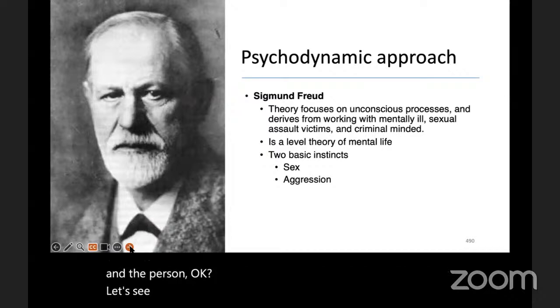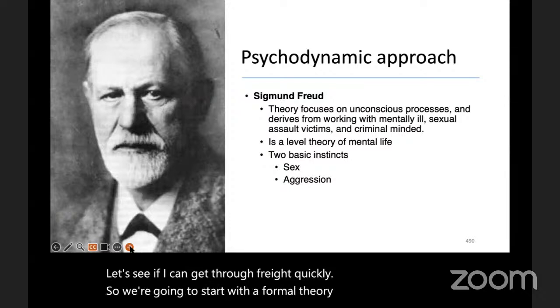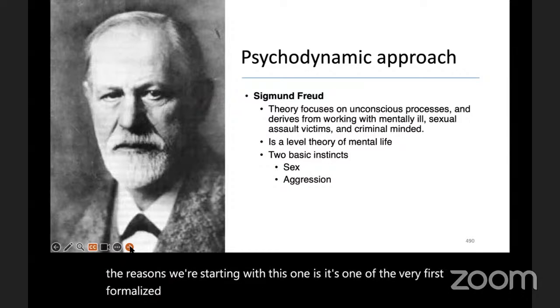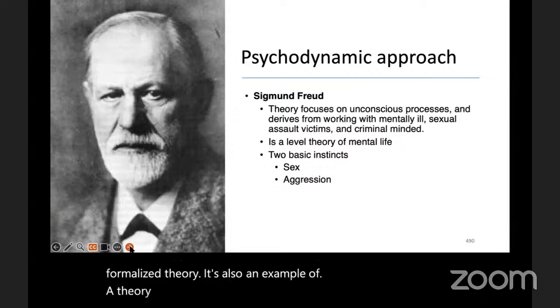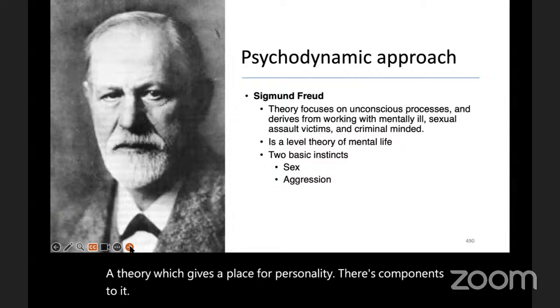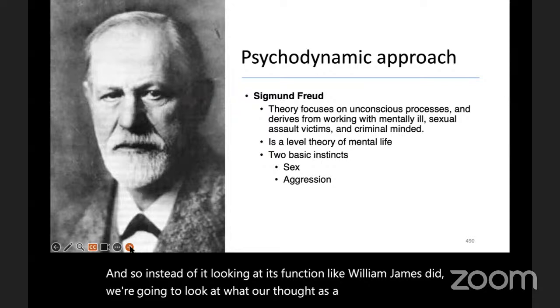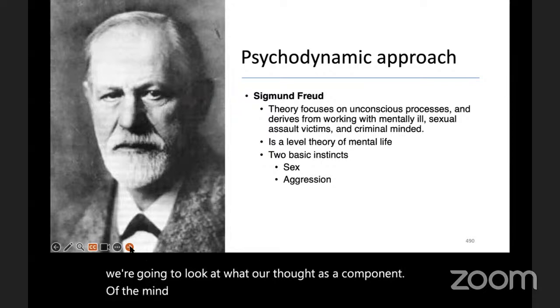Let's see if I can get through Freud quickly. So we're going to start with a formal theory of personality. One of the reasons we're starting with this one is it's one of the very first formalized theories. It's also an example of a theory which gives a place for personality. There's components to it. And so instead of looking at its function like William James did, we're going to look at what are thought as the components of the mind, of personality.